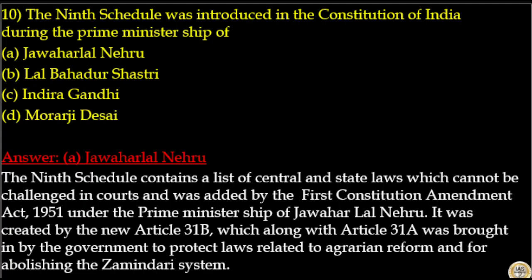It was created by the new Article 31B, which along with Article 31A was brought in by the government to protect laws related to agrarian reform and for abolishing the zamindari system. So our answer to this question is option A.